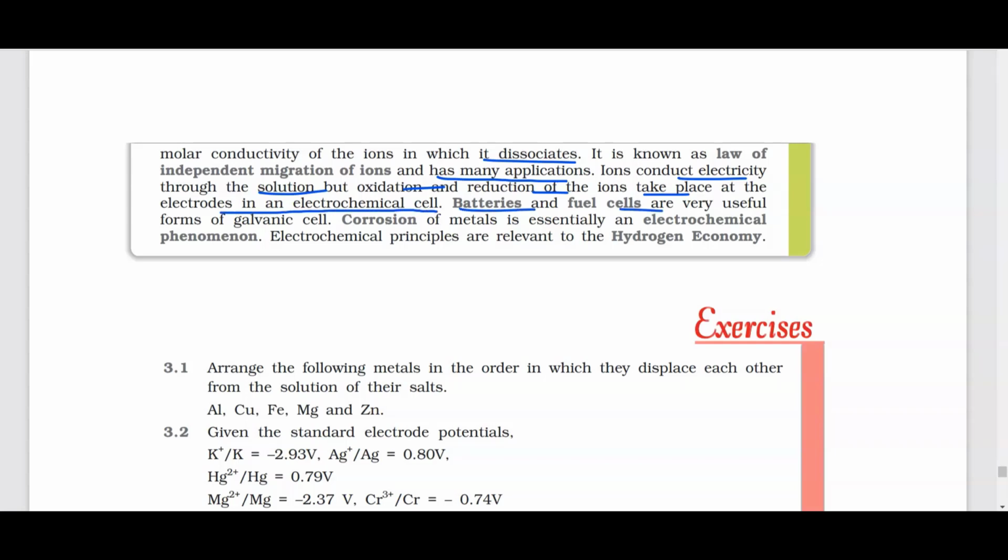Batteries and fuel cells are very useful forms of galvanic cell. Corrosion of metals is essentially an electrochemical phenomena. Electrochemical principles are relevant to the hydrogen economy.